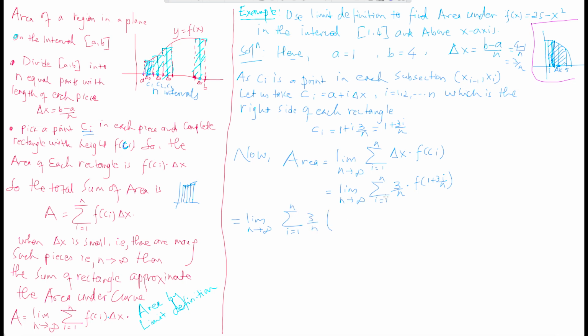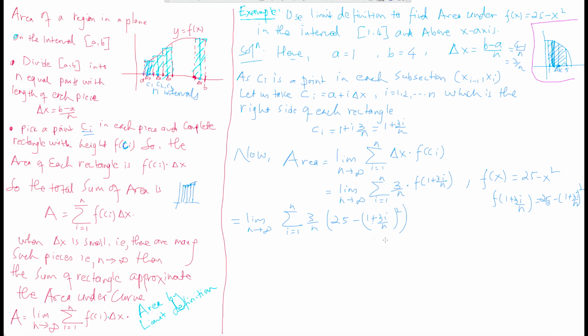What is f of x? We have f of x is 25 minus x squared, right? So what will be f of 1 plus 3i over n? Replace x by that. So 25 minus (1 plus 3i over n) squared, right? That's what you get. So let's plug that in: 25 minus (1 plus 3i over n) squared.